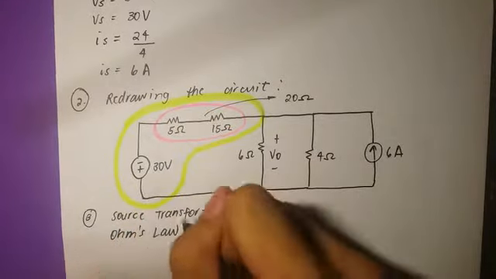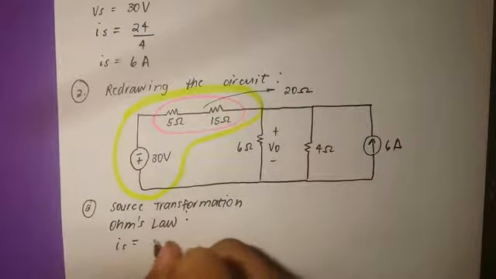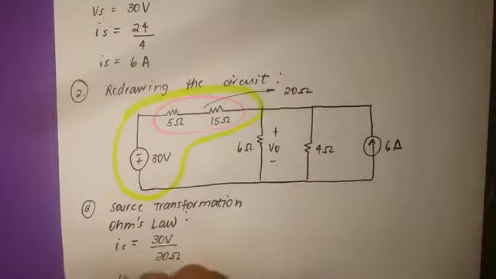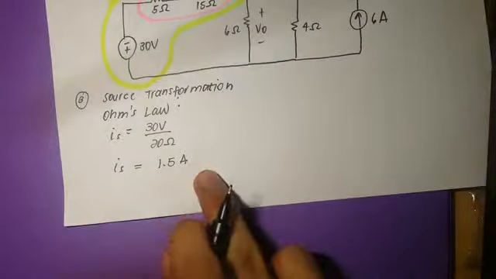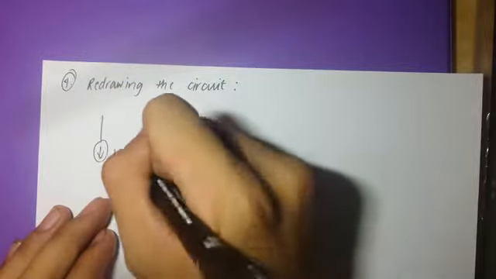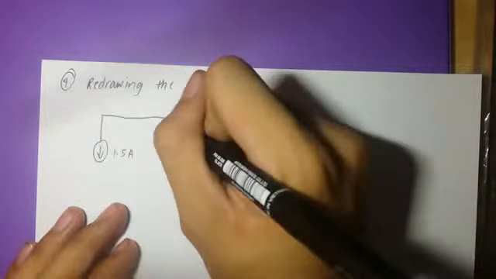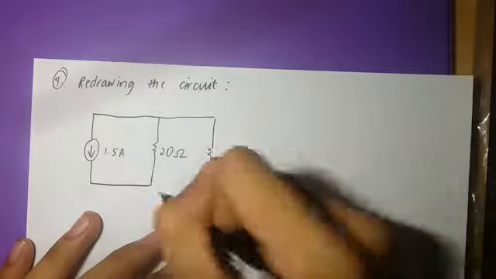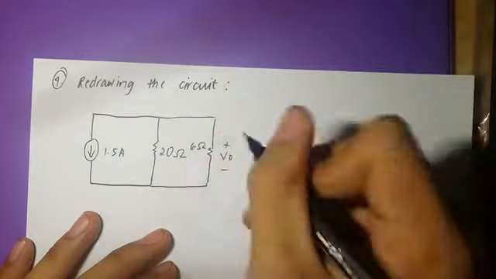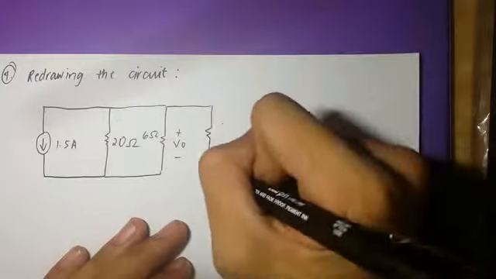Now we can apply the source transformation again here in step 3. In this part, we use Ohm's law: Is will be 30 volts over 20, so our Is will be equal to 1.5 amperes. Now, step 4. We must redraw the circuit again so that we can understand the problem.